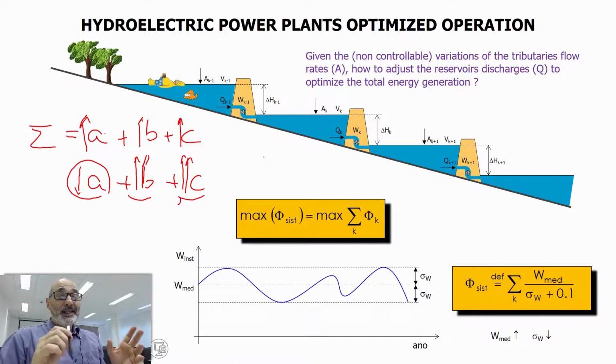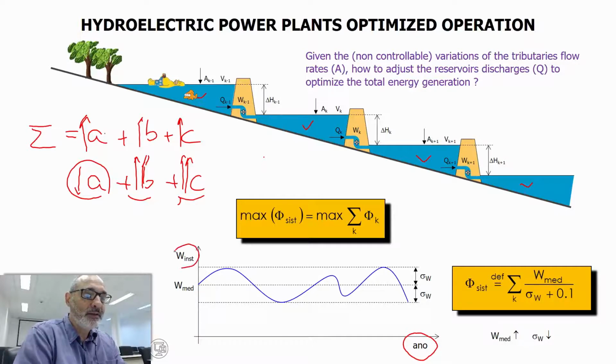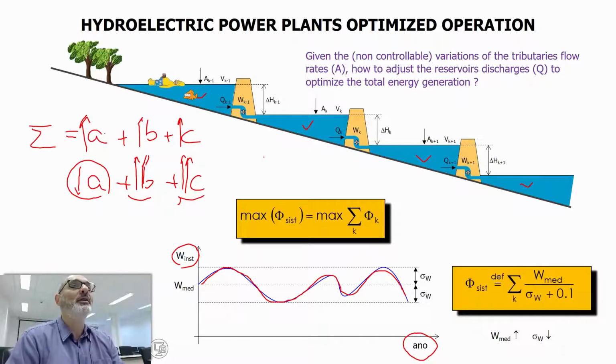So we're going to see this happening in our simulation. And this is especially related to the size, to the volume of these reservoirs here. So that's it. During the year we have an instantaneous total generation, and because the flow rates are varying, the instantaneous total generation is going to vary during the year, as I'm showing you here.